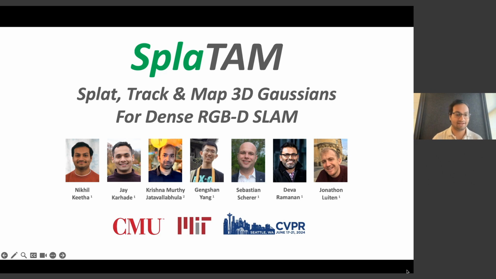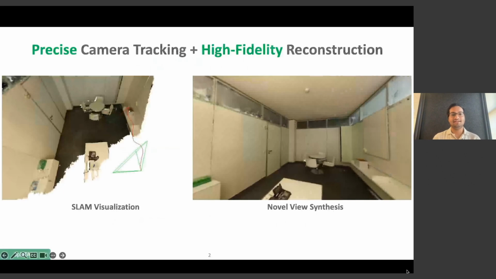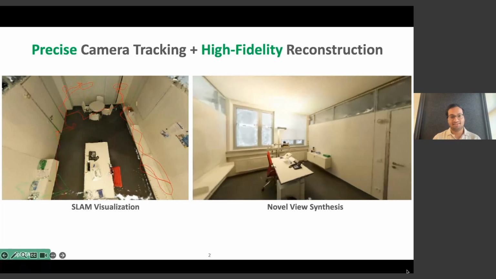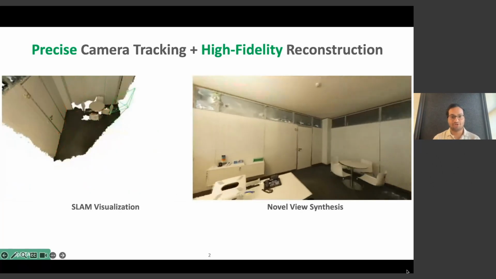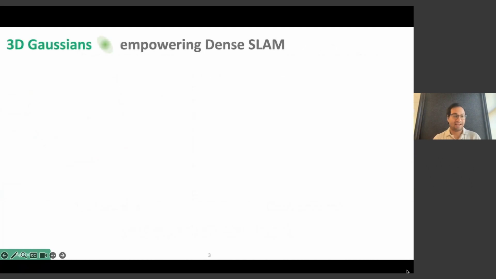Today I'll be presenting SplaTAM, an approach to both track and map the scene. In terms of tracking, you'd basically be tracking the camera and also reconstructing the scene so that you can get this high-fidelity map, which I'm showing on the right side here. So you might be wondering what's the secret to achieve this, right? That's my agenda for the talk today. By the end of this talk, I'll convince you that these 3D Gaussians, or blobs, are the right representation to actually do dense SLAM.